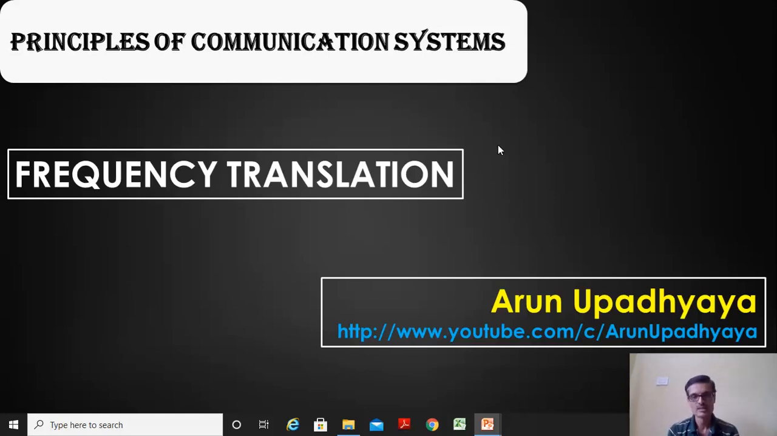If I assume that this process is done in a communication system, maybe after modulation, maybe before demodulation, in the transmitter or in the receiver, in this particular process of translation, what exactly we are doing is converting the frequency of a signal, maybe in the upward direction or maybe in the downward direction. That is, the frequency of the signal is either increased or decreased depending on the requirement. So this process is called frequency translation.